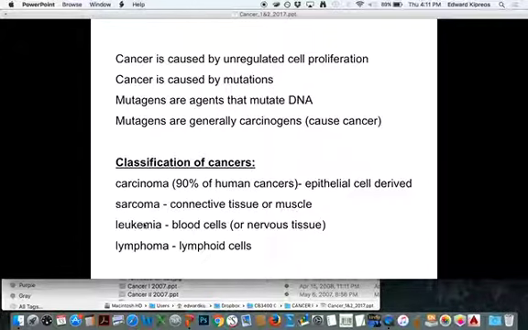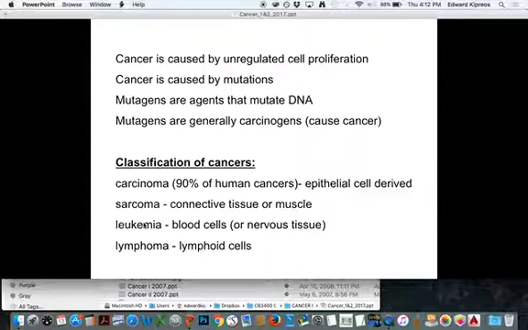Ultimately, it's going to be caused by mutations. Agents that cause mutations are called mutagens, and generally mutagens are carcinogens. That's because, while any one mutation may not cause cancer, if you're randomly mutating things, at some point that's going to be cancer promoting because you might hit genes that could potentially cause cancer when they're mutated.